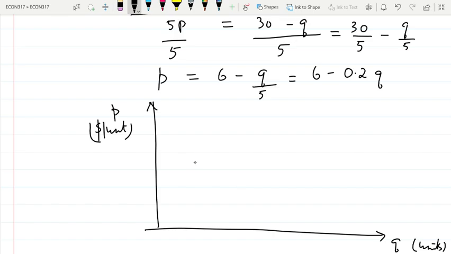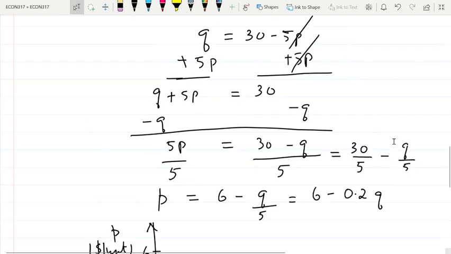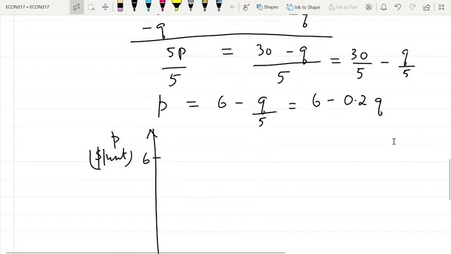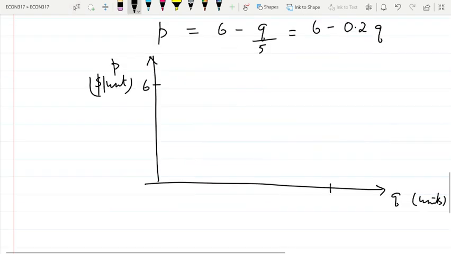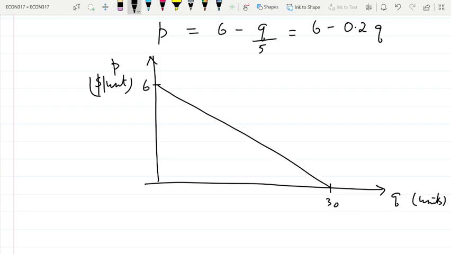And you could see if quantity is 0, price is 6 minus 0.2 times 0, so that is $6. So the vertical intercept would be 6, and the horizontal intercept, if P is 0, we could go back to the demand function to see that the quantity was 30. So I have 30 here, 6 there, and I want to connect it with a straight line. This will be the graph for the inverse demand function.